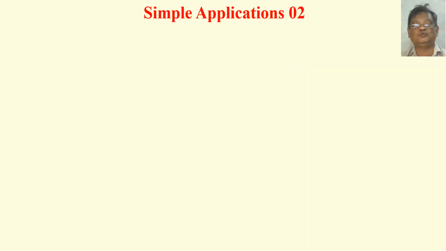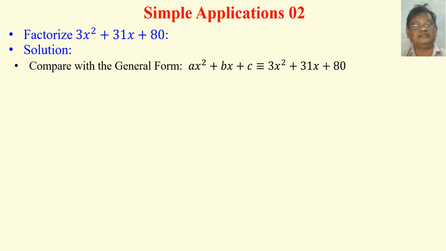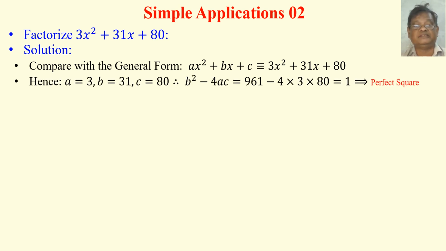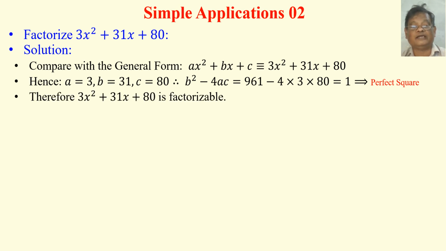Simple applications 2. Factorize 3x squared plus 31x plus 80. Solution. Compare with the general form ax squared plus bx plus c, which is identically equal to 3x squared plus 31x plus 80. Hence, a equals 3, b equals 31, and c equals 80. Therefore, b squared minus 4ac is equal to 961 minus 4 times 3 times 80, which is equal to 1, and that is a perfect square. Therefore, 3x squared plus 31x plus 80 is factorizable.